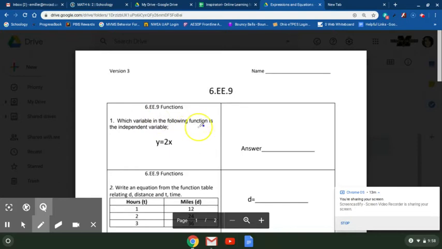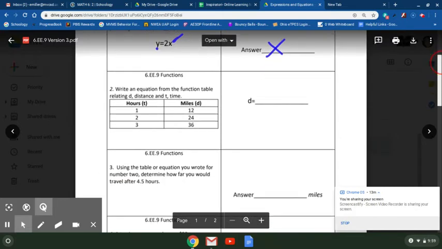Okay, so let's take a look at this first one. It says, which variable in the following function is the independent variable? Well, we know the independent variable is the one that can change, and the dependent variable changes based on what the independent variable is. So the independent variable is always the x. Always x for independent. The dependent variable is always your y.